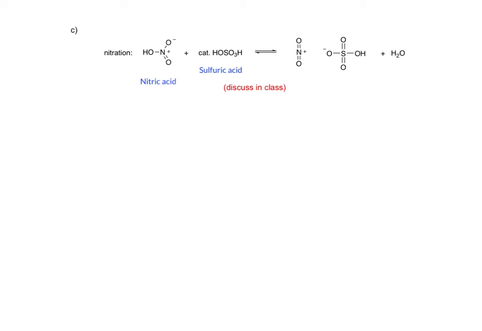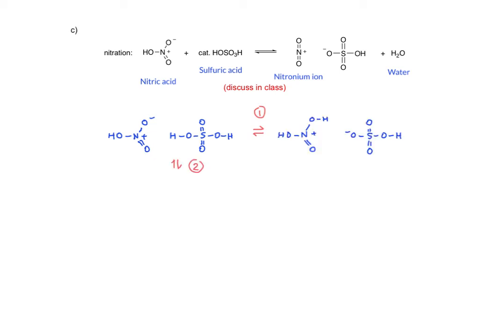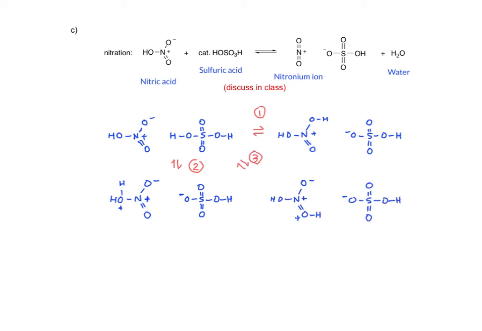The accepted mechanism requires generation of a nitronium ion with elimination of water. In the class meeting, we'll discuss three possible pathways in which nitric acid can react with sulfuric acid, and which pathway gives nitronium ion plus water.